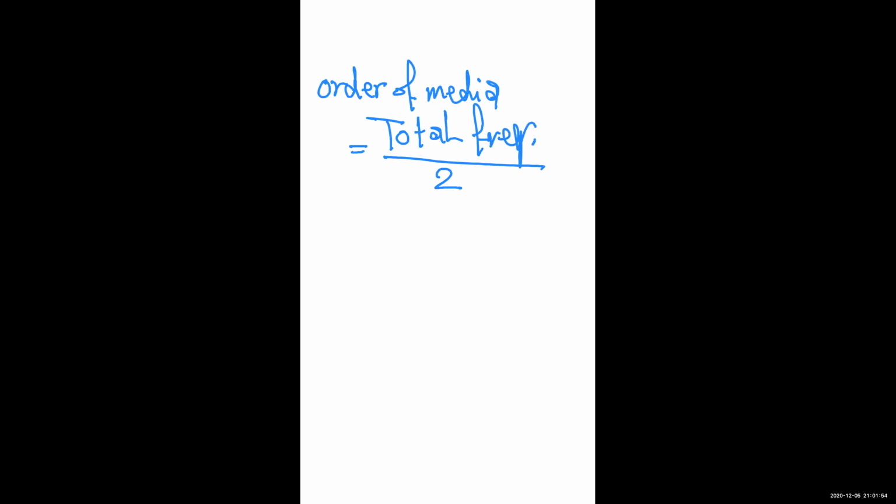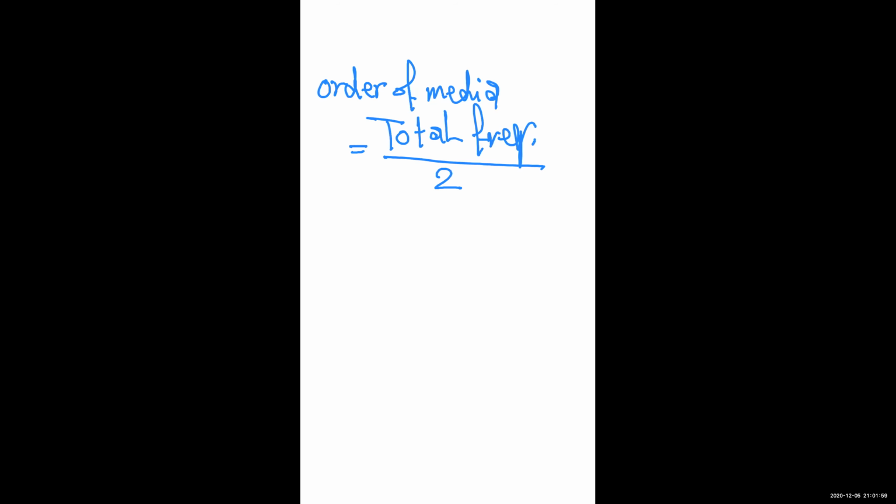Then draw the cumulative frequency curve. Then the next point, find the order of the median. The order of the median will equal total frequency over 2.